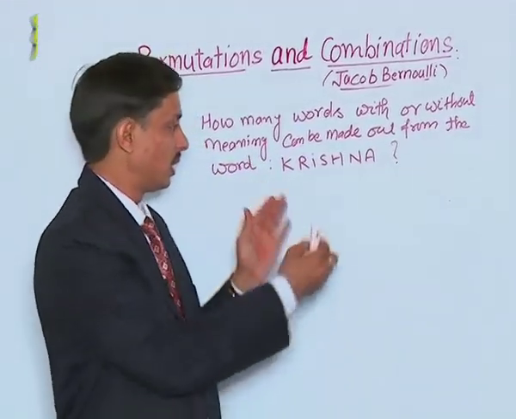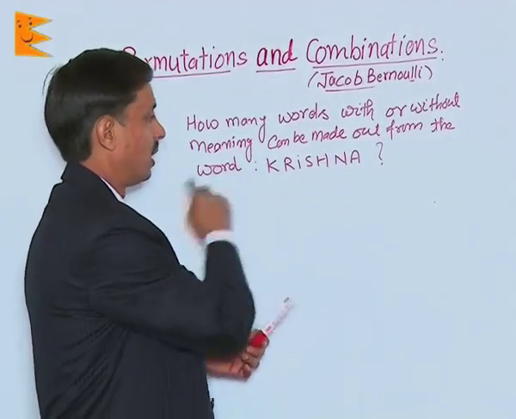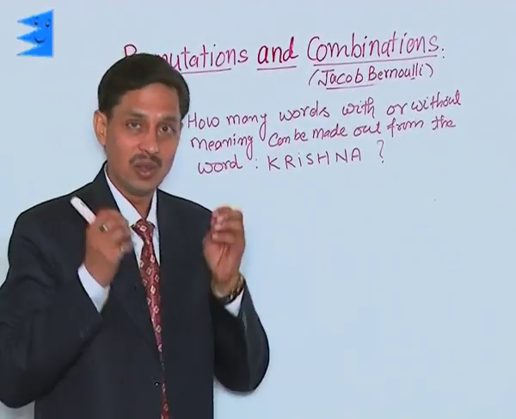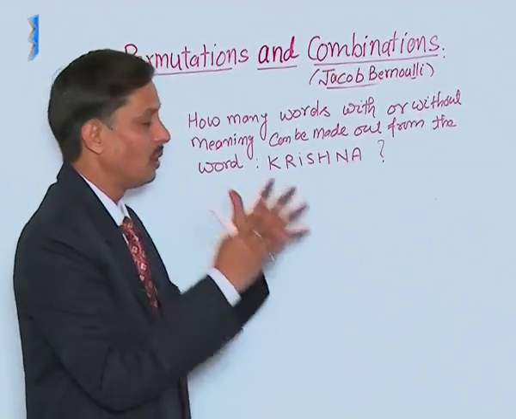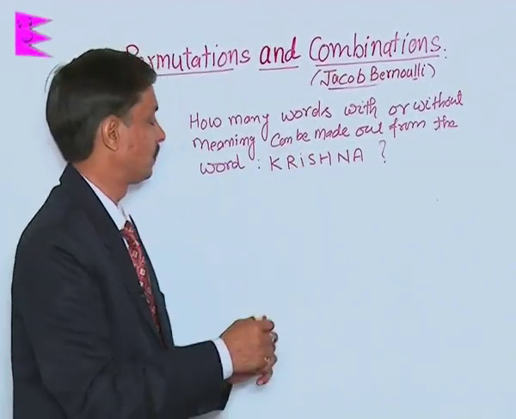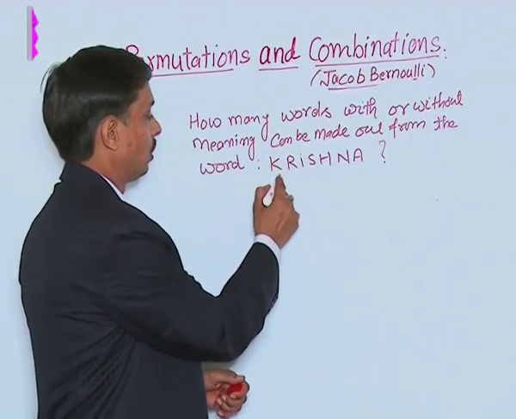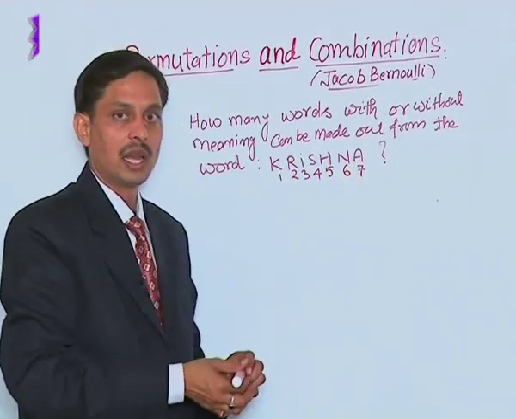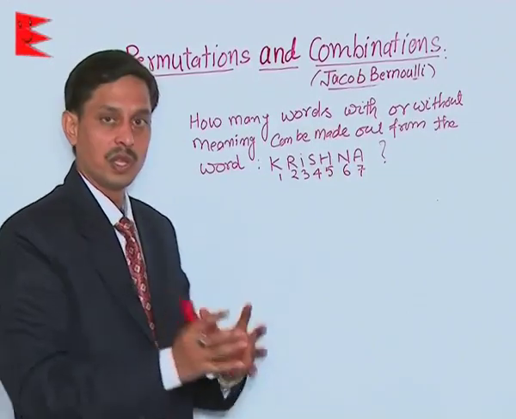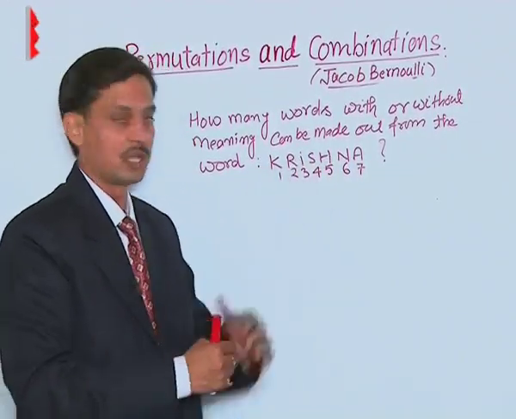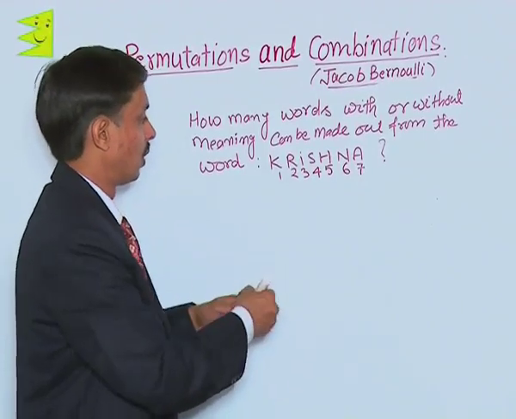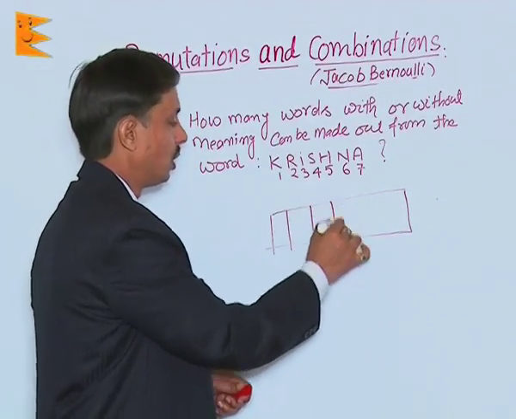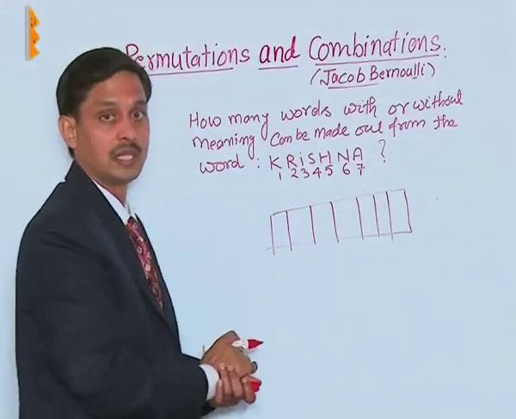So the question is, if these letters are reshuffled as many times as you want, in whatever way you want, then how many words are possible? So there are 1, 2, 3, 4, 5, 6, 7 distinct letters used in writing Krishna. So first of all, how many places do we need? 7 places: 1, 2, 3, 4, 5, 6, 7.